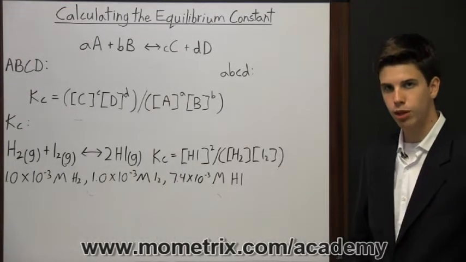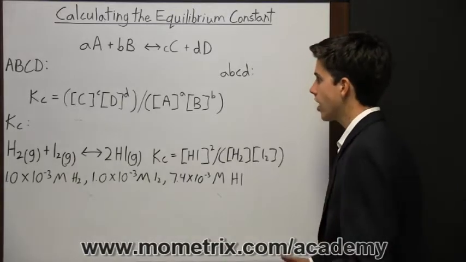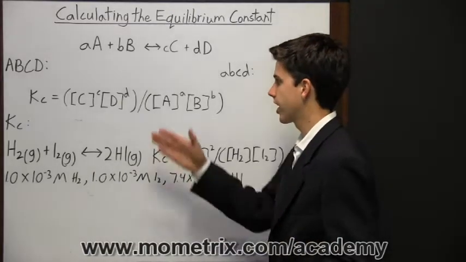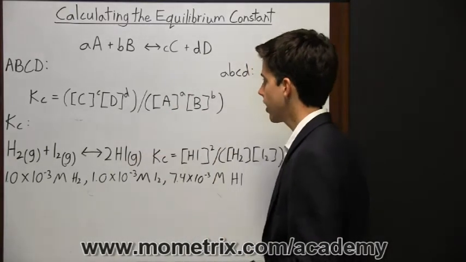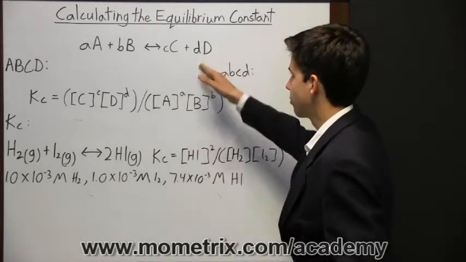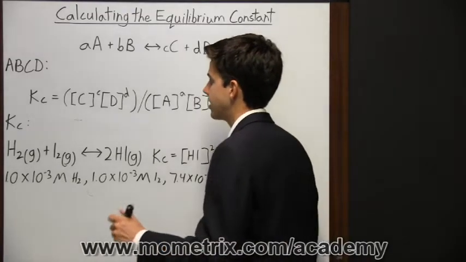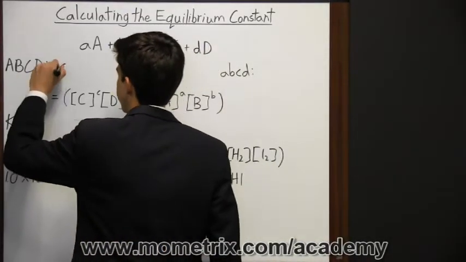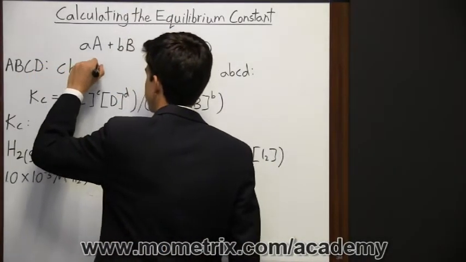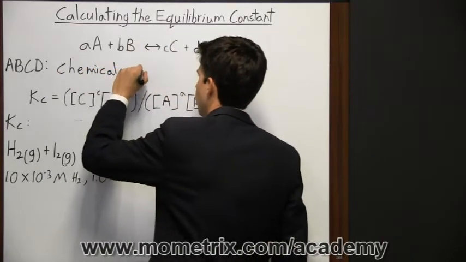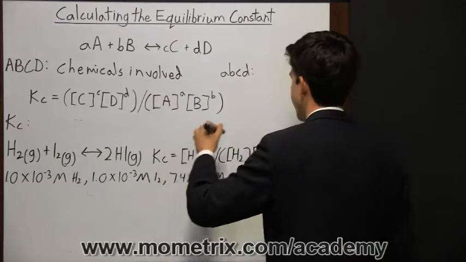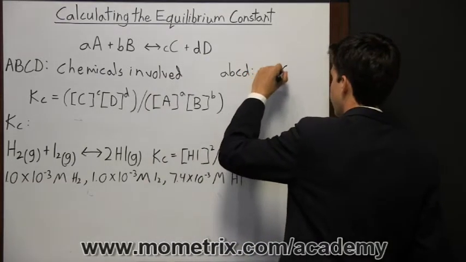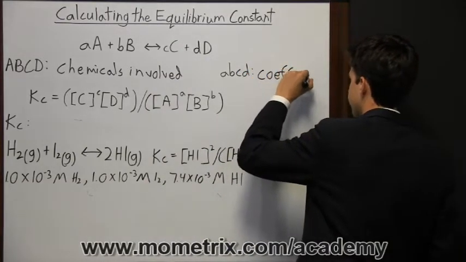To calculate the equilibrium constant, you have to take the information given to you in a chemical reaction and then plug it into this equation right here. So in this equation, we have a capital A, B, C, and D. The capital letters stand for the chemicals involved, and then the lowercase letters, the lowercase a, b, c, and d, stand for the coefficients.